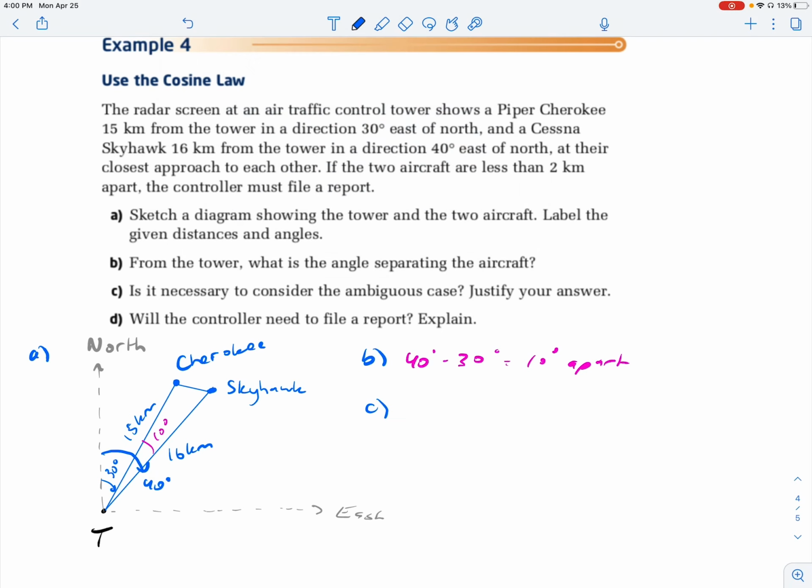Okay, part C. Is it necessary to consider the ambiguous case? Justify your answer. Well, this is an angle-side triangle because the angle's in between the two sides that are given. So therefore, no, we don't need to consider the ambiguous case. Only if it was side-side-angle.